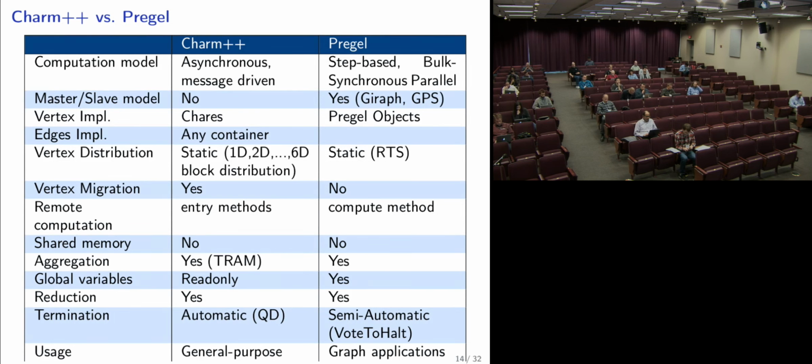while in Fraggle we have a semi-automatic one, that is, all vertices should vote to halt, that is, a special call must be done, and only when there is no active vertex in the program, then the computation will be stopped.